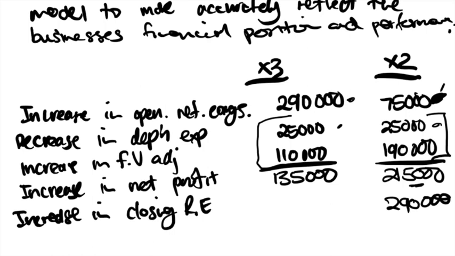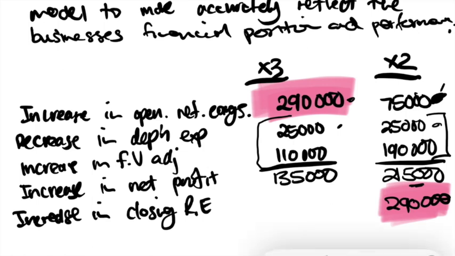And notice how that is the same as that, and we expect those numbers to be exactly the same, because last year's closing retained earnings is this year's opening retained earnings, so we expect that effect to be exactly the same. Okay, and then the increase in the closing retained earnings of this year would be the 290 plus the 135, that gives us 425 over there. So that is the net impact on our retained earnings overall.